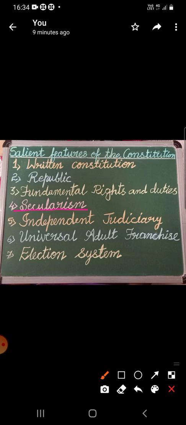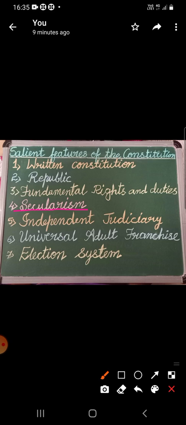The government considers no religion as its religion. Every citizen is free to practice the religion of his choice and faith. Whichever religion he has faith in and chooses, he can practice that particular religion. And the government has the authority to control the freedom to practice one's religion in the interest of the public.